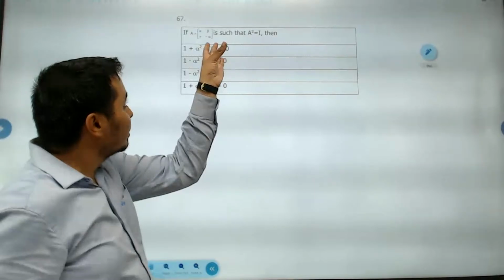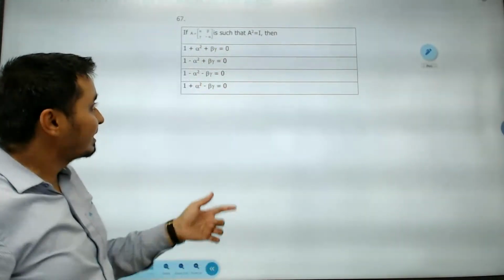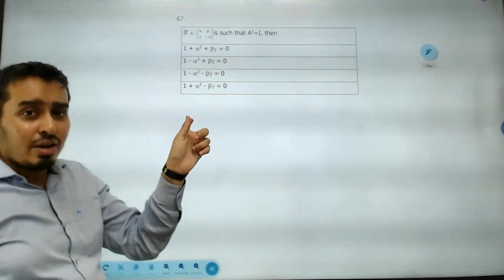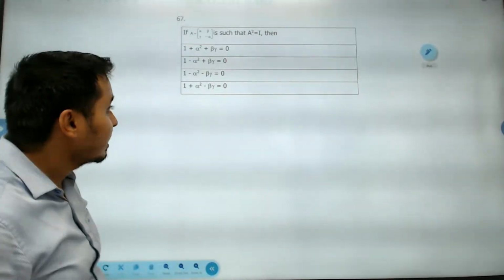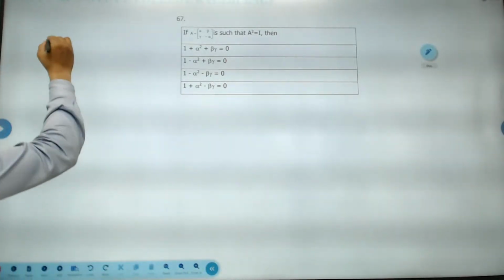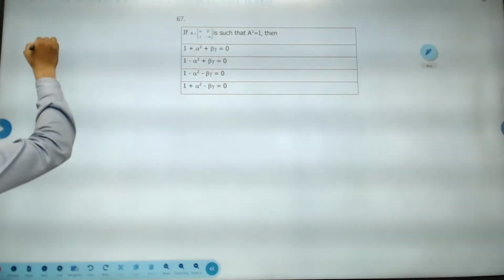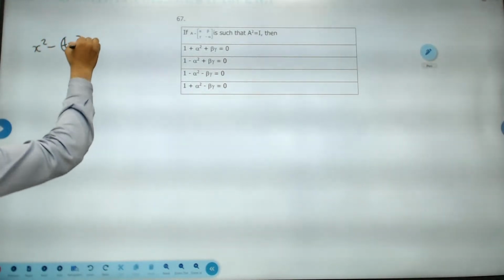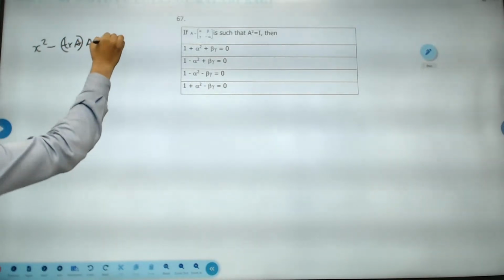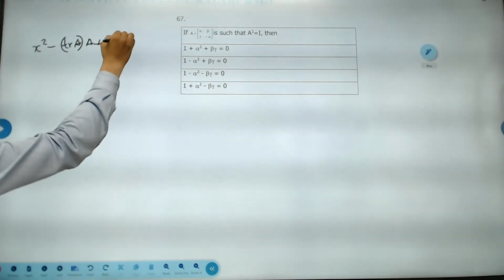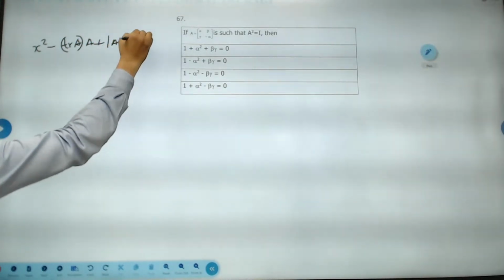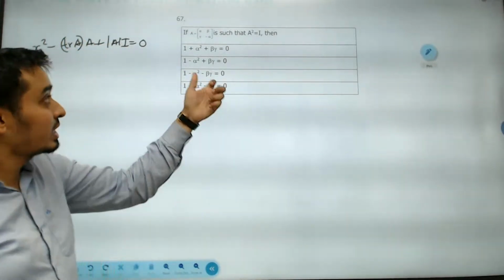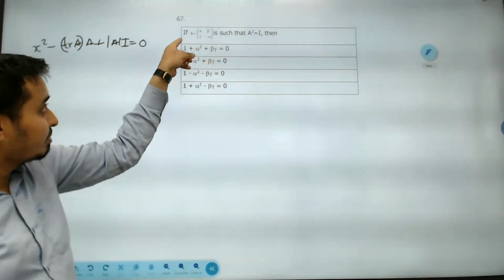If A equals alpha, beta, gamma, minus alpha such that A square equals I, then this question had a little bit of use of trace in it. So we know that the characteristic equation of a matrix is x square minus trace of A into x plus det A into I is O, the null matrix, right? This is the characteristic equation of a matrix of order 2, so it has to be satisfied by this matrix.